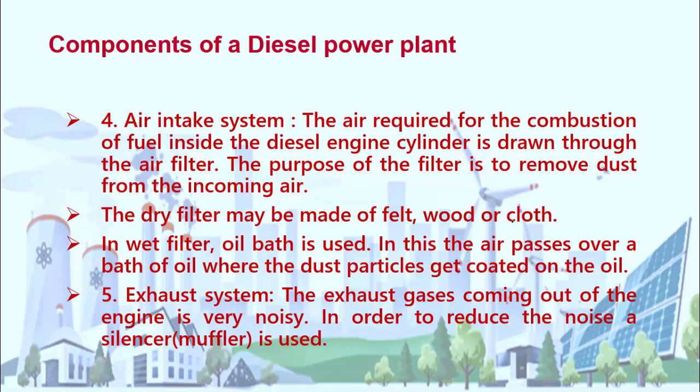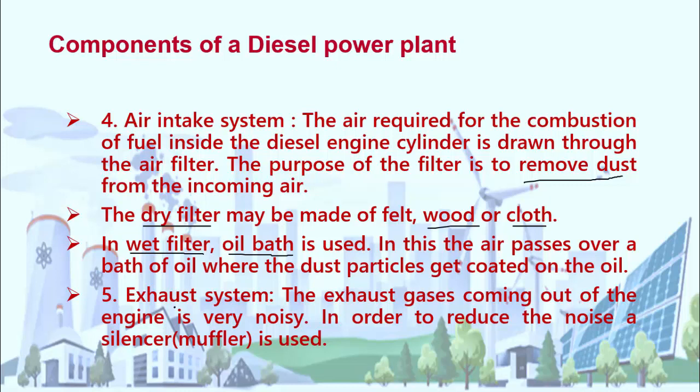And the fourth one is the air intake system. Air gets filtered in the air filter, and then it is sent into the diesel engine. The purpose of the air filter is to remove the dust from the incoming air. The types of air filters are the dry filter and the wet filter. The dry filter uses wool cloth as the absorbing material. In the wet filter, an oil bath is used as the absorbing medium. That is, the air passes through an oil bath where the dust particles are removed by the oil, right?